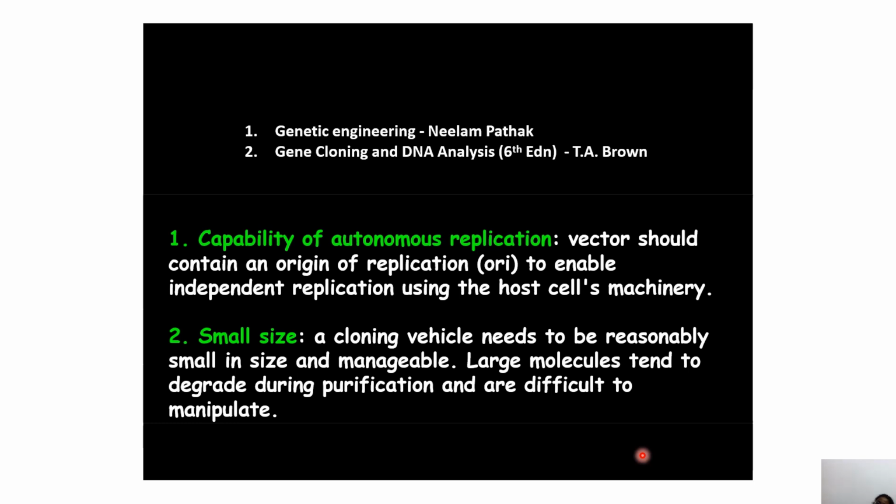Okay, so the capability of autonomous replication. So a vector should contain an origin of replication or ORI to enable independent replication using the host cell's machinery.